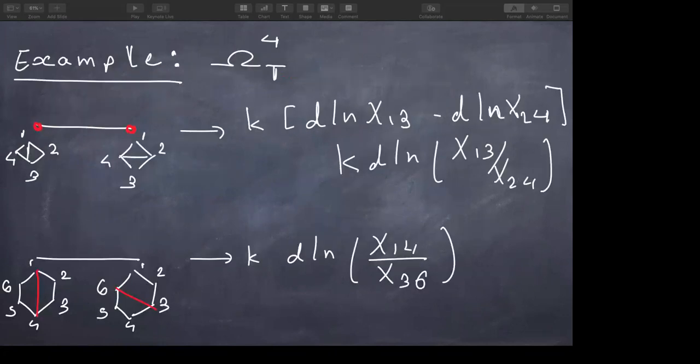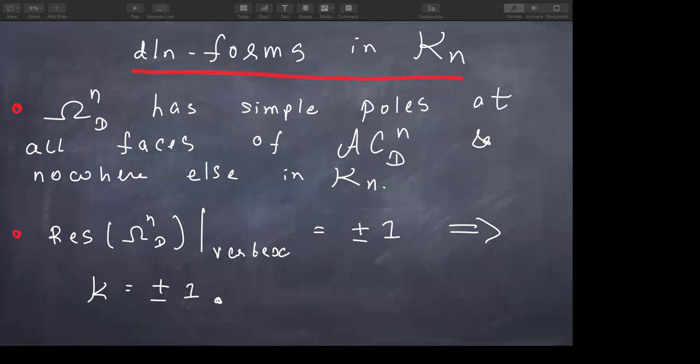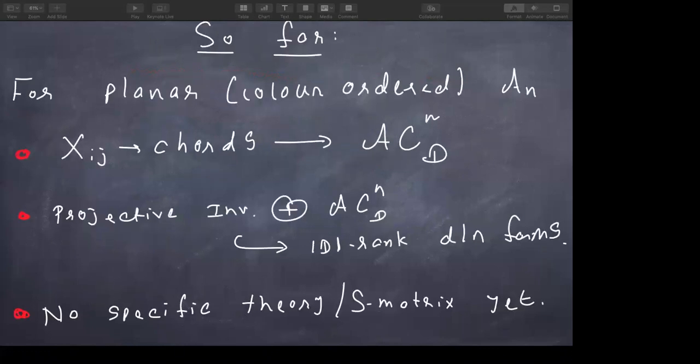And now this K is so far very arbitrary because we can't fix it from projective invariance. But if we put a normalization condition that the residue of this form at each vertex is plus or minus 1, then the overall constant is just plus or minus 1. So up to a sign, by demanding that the residue at any of the vertices of the Accordiohedra becomes plus or minus 1, we can fix this normalization.